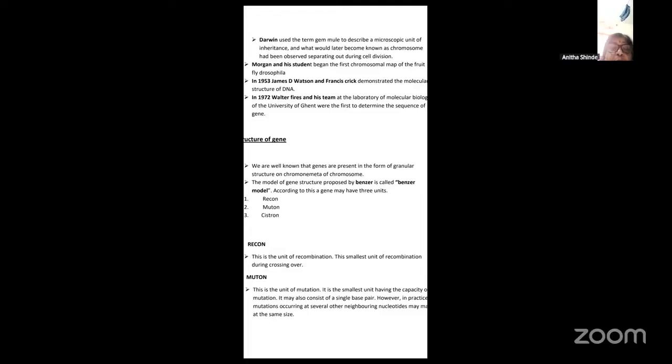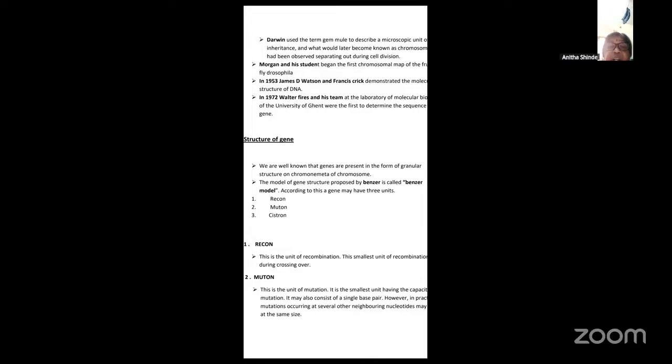Now next is the muton. Muton is the unit of mutation, meaning it has the capacity to undergo mutation, and it consists of a single base pair. But in practice, you all know each base pair consists of several other nucleotides. So in simple words, muton is a unit of mutation which has the capacity to undergo mutation. So what is recon? Recon is a unit of recombination. What is muton? Muton is the unit of mutation which has the capacity to undergo mutation.